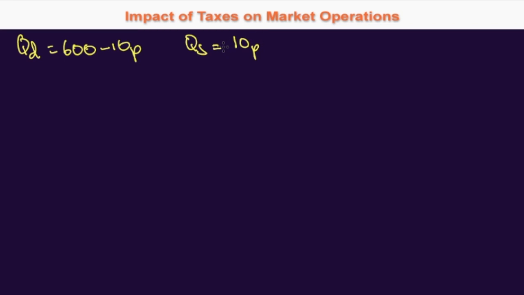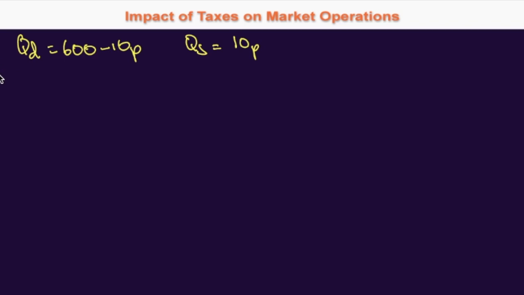So if that is the case, what is the equilibrium price and quantity before the tax? And what would be the equilibrium price and quantity after tax? Is there any change, and so on? First, let's calculate what is the equilibrium price and quantity before tax.